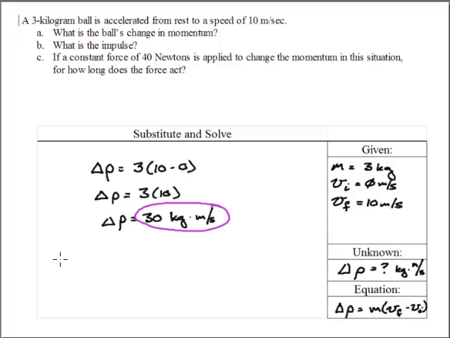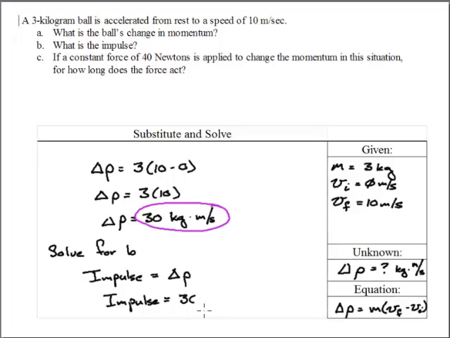Now solving for B is very, very easy because impulse is the same thing as delta P or delta rho, change in momentum. So therefore, impulse equals 30 kilograms times meters per second. So that solves for A and B.